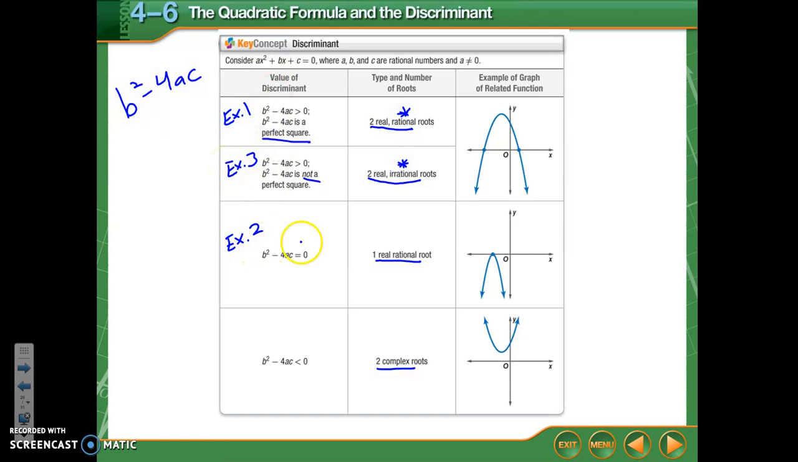Example 2, where my parabola only touches the x-axis at one point, which is its vertex, happens when the number under the square root, the discriminant, is equal to 0. And when my discriminant is negative, like we saw in the last example, example 4, then I have 2 complex roots because I end up with imaginary numbers because I'm taking the square root of a negative number.